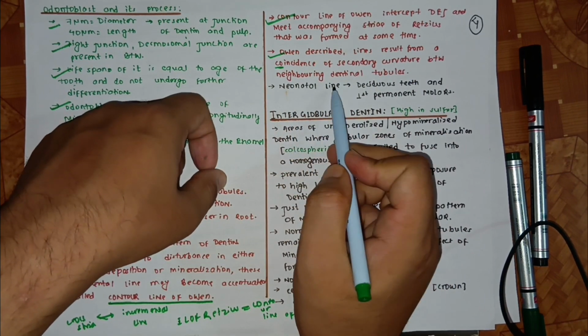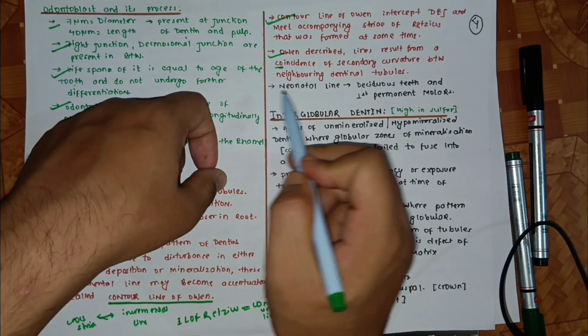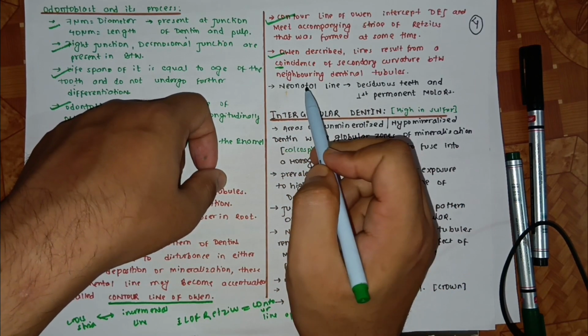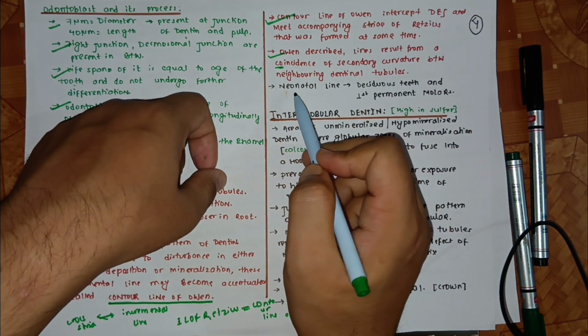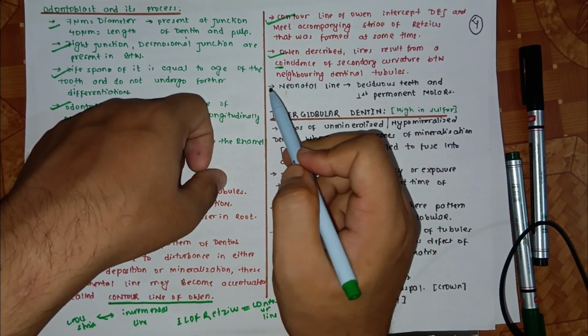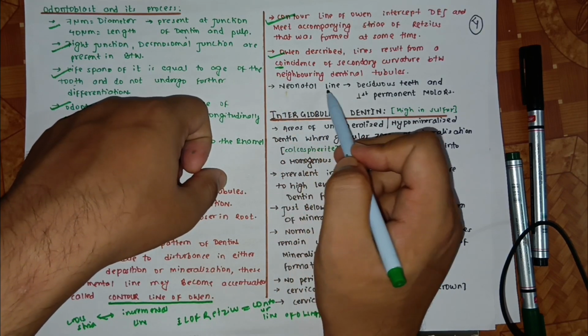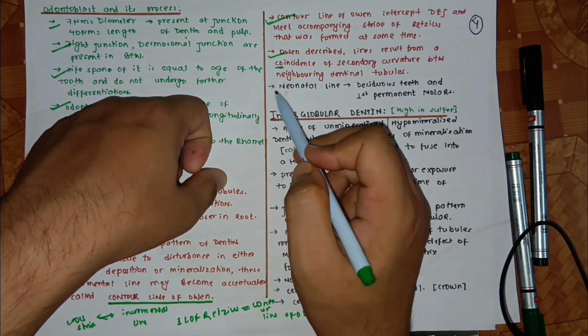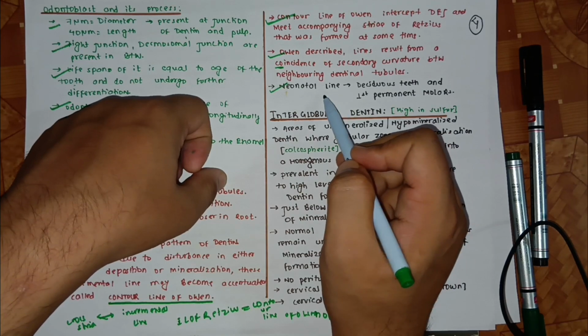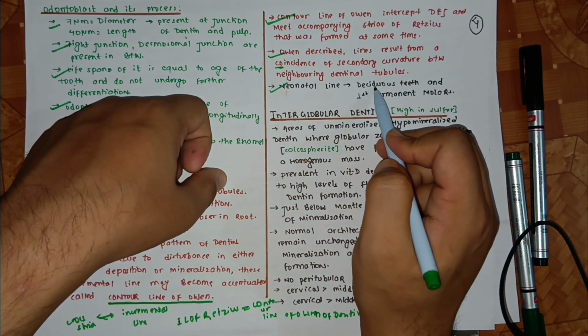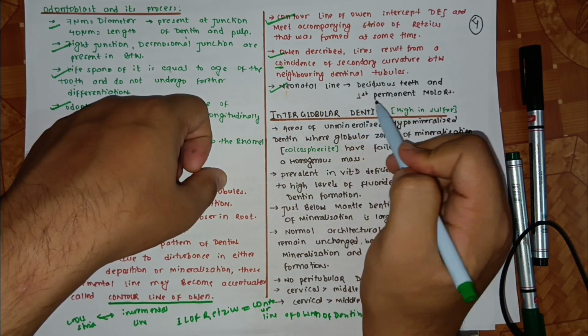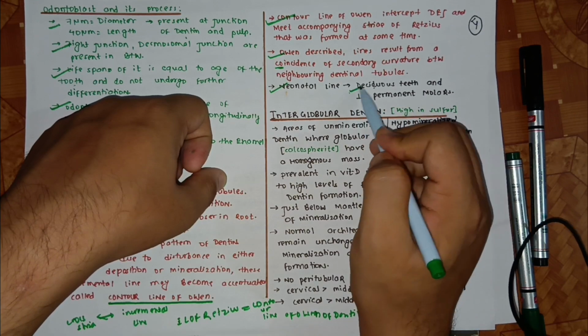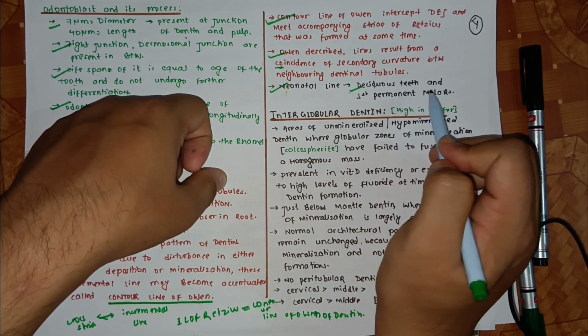After that, neonatal line. It is similar to that of the enamel. If the neonatal line is present in the dentin, then it is a dentinal neonatal line, and if it is present in the enamel, then it is an enamel neonatal line. You should remember that the neonatal line present in dentin is mostly in the deciduous dentition and the first permanent molars.